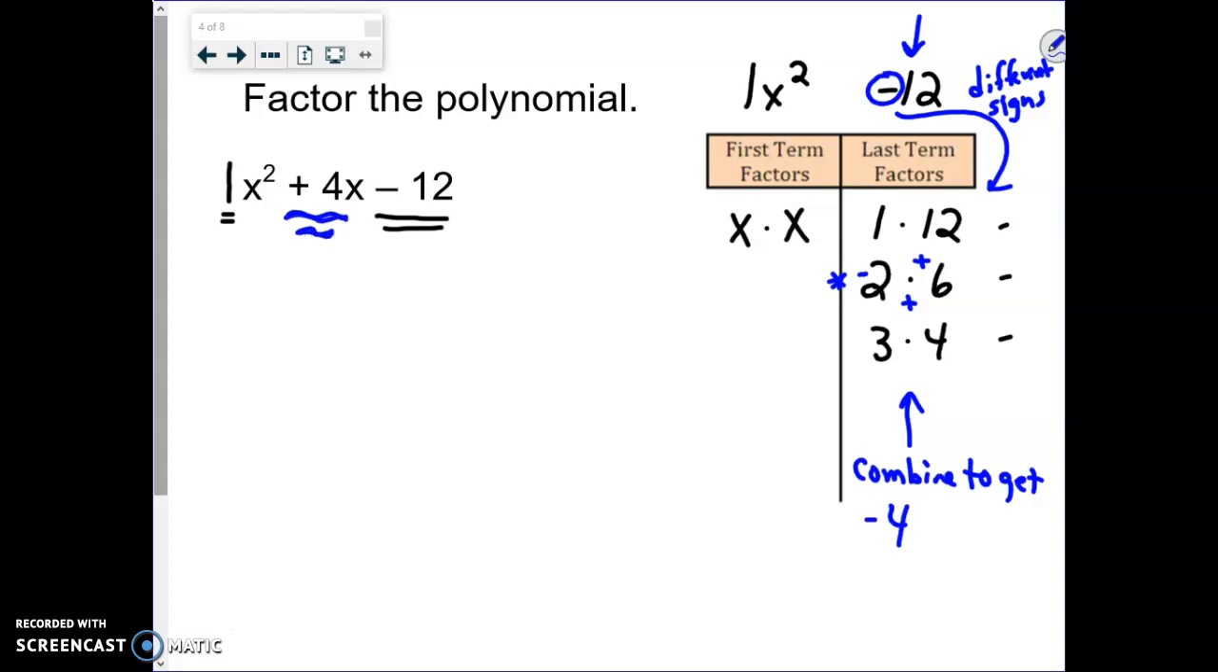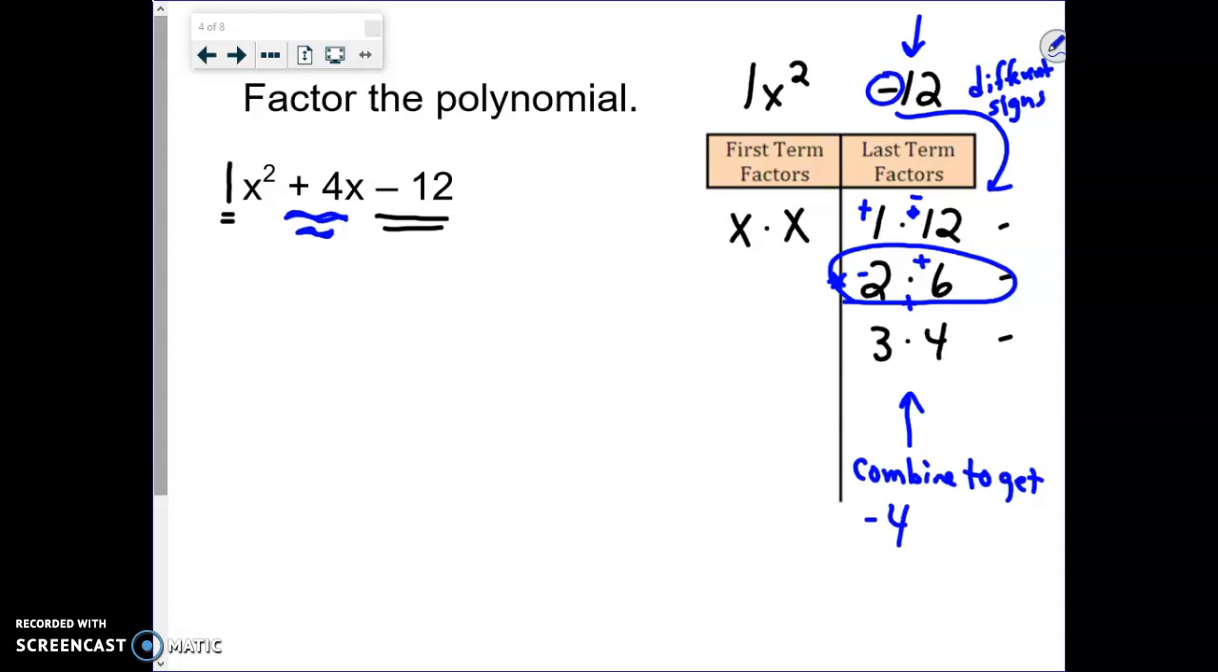So what I think we have here, ladies and gentlemen, is our pair of factors. If you were to choose any other pair, like 1 and 12, if you took a negative 1 times a positive 12, it would give you the negative 12, but it doesn't add up to 4. It actually adds up to 11. Even if you switch the signs and make this positive and this negative, you'd then get a negative 11.